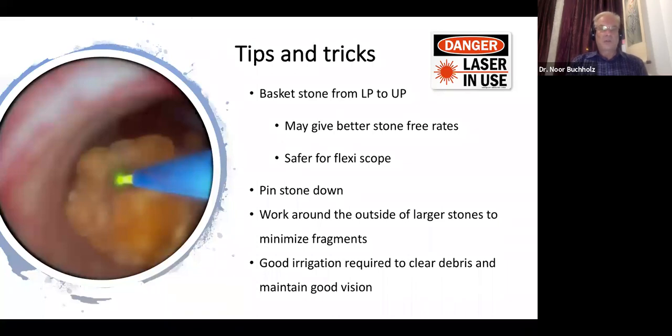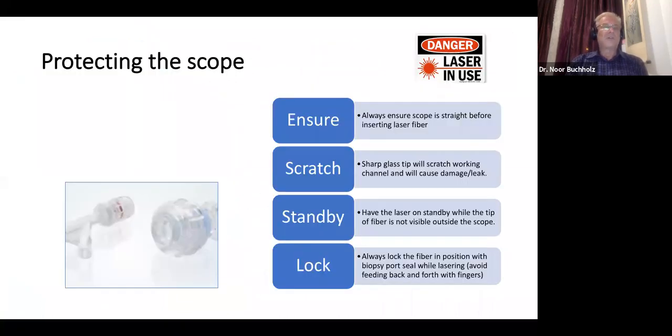Pin your stone down. We all have experienced stones escaping us over and over again. It makes our life miserable. So you see here on the left side how I pin the stone against the wall of the calyx. Work around the outside of a larger stone to minimize the fragments. And of course, it goes without saying, always have good irrigation to clear debris and maintain good vision.